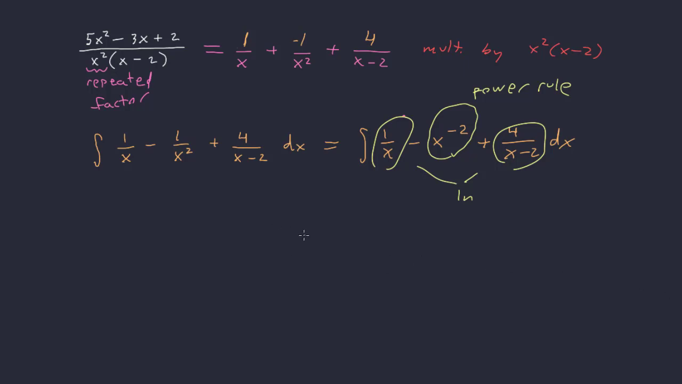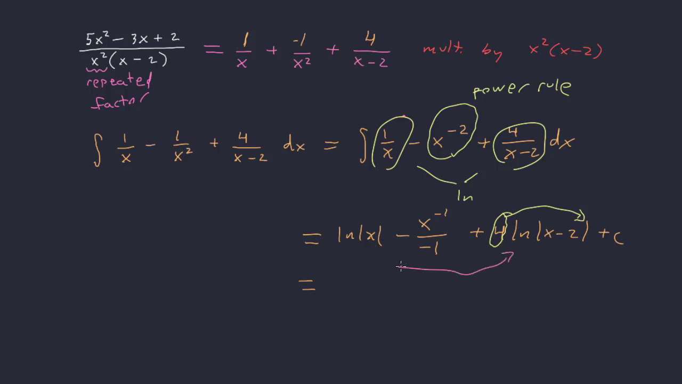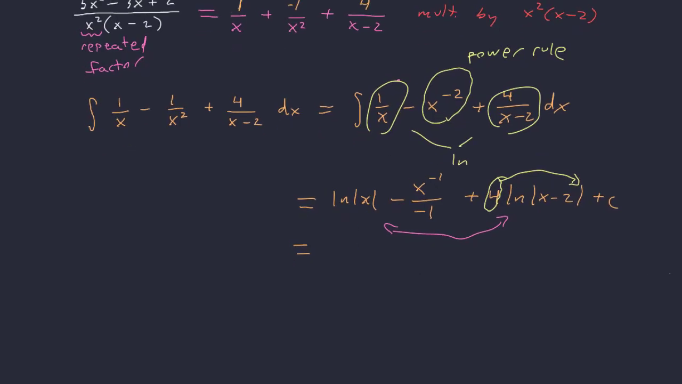And so from there, we'll get the natural log of absolute value of x. Here, we will get x to the negative 1 over negative 1, plus 4 ln absolute value of x minus 2 plus c. So I'll do what we've been doing before. I'll move the 4 up, bring these two together, and just simplify the power function here. So what we'll end up with is natural log of the absolute value of x times x minus 2 to the 4th, then plus, and we could write this as 1 over x if we wanted to, I'll go ahead and do that, plus c, and there we go.